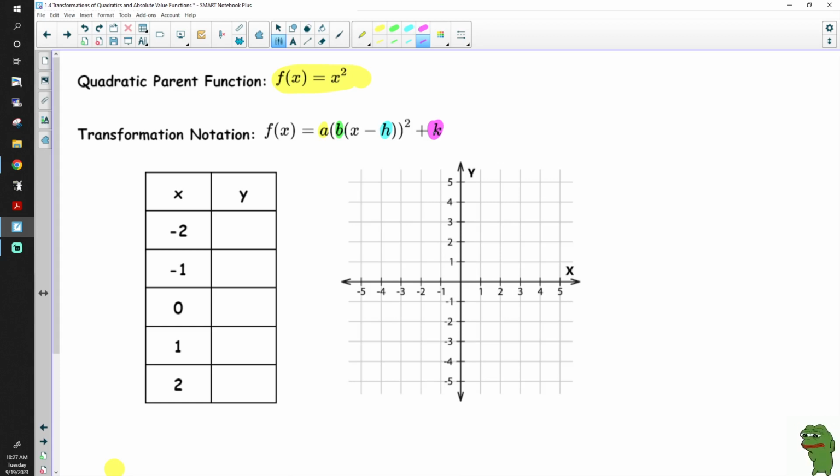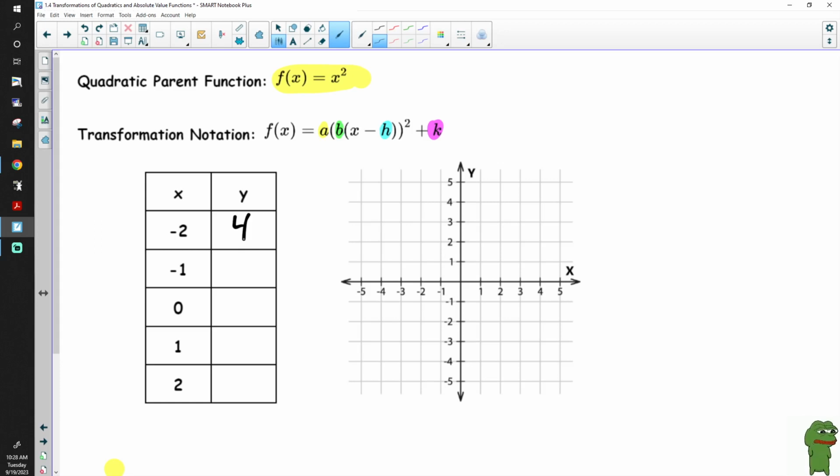So let's figure out, what does the original look like? So let's graph the parent function. Again, to find these y values, we're plugging our x values into the function. When I plug in -2 for x, what I get out is -2 squared, the power of 2. Which means -2 times -2, which is 4. A number times itself would be +4.